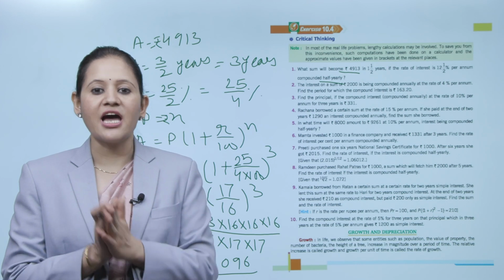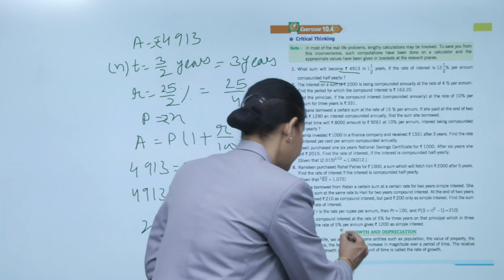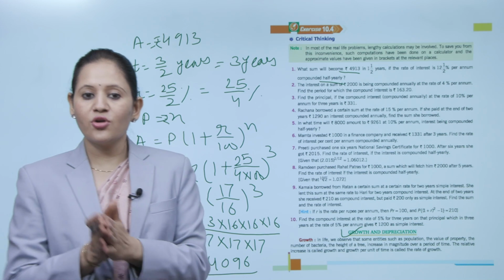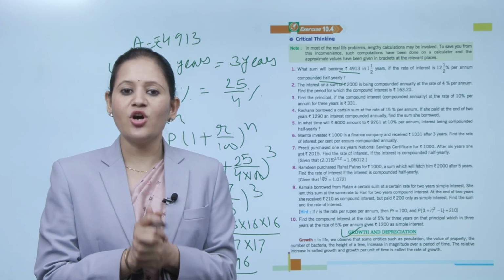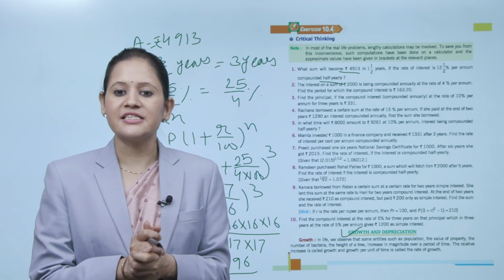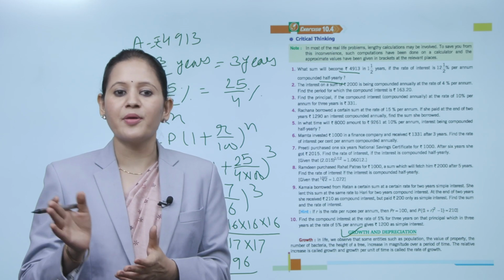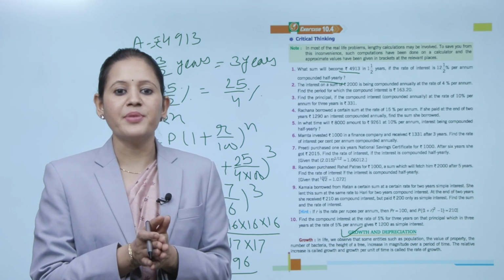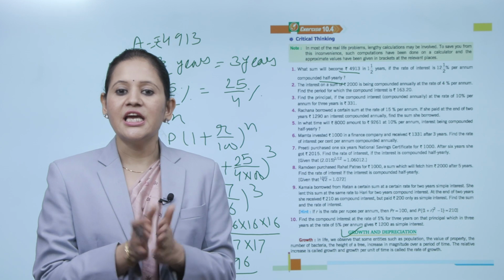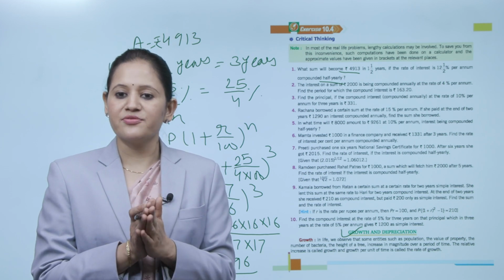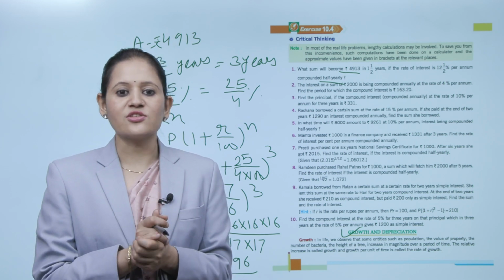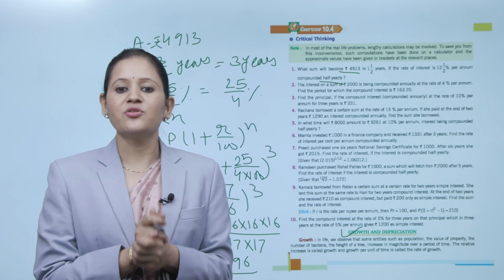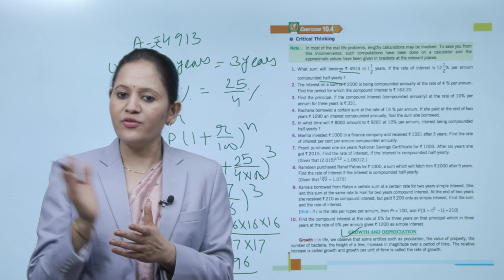Next is growth and depreciation. Growth. In life, we observe that some entities such as the population, the value of the property, the number of bacteria and the height of the tree increase in magnitude over a period of time. The relative increase is called the growth. Growth per unit time is called the rate of growth.